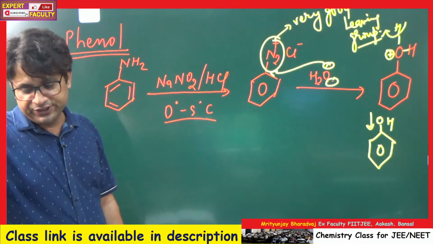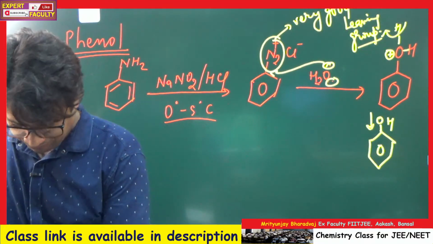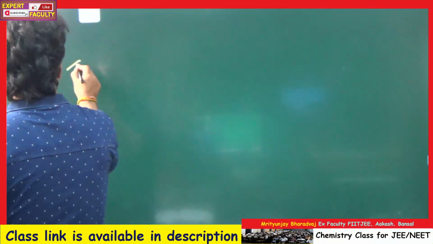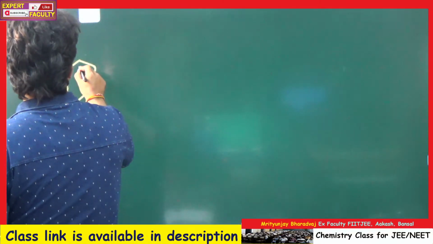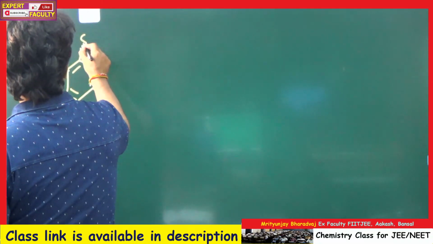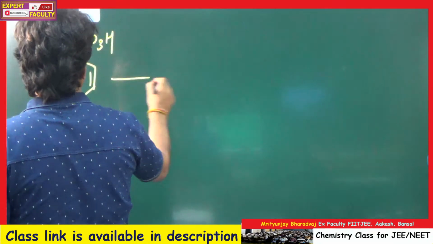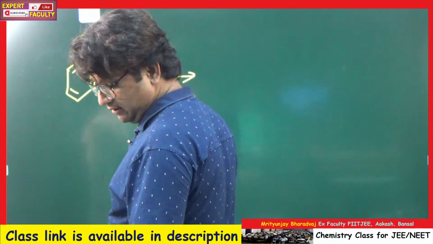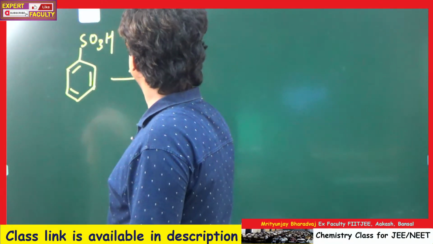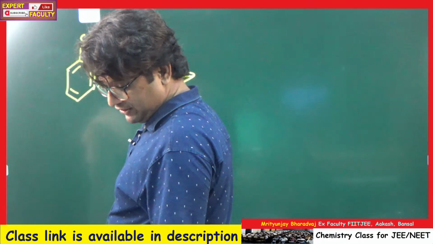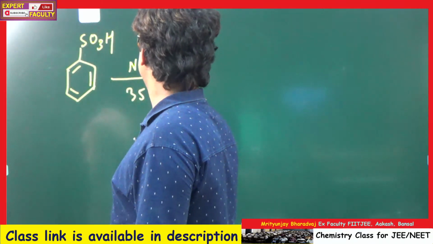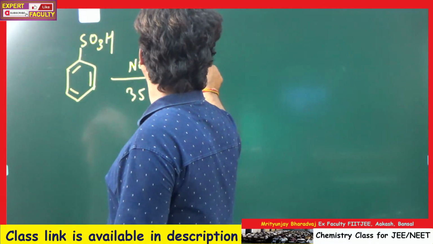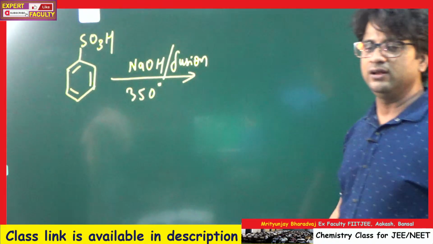Okay, from benzene sulfonic acid, we can have another reaction. We prepare phenol with the benzene sulfonic acid. What we do? We take sulfonic acid and we will react with NaOH, and the temperature will be 350 degrees Celsius, and in fact it will be called fusion. The process will not be mixing, it will be called fusion.